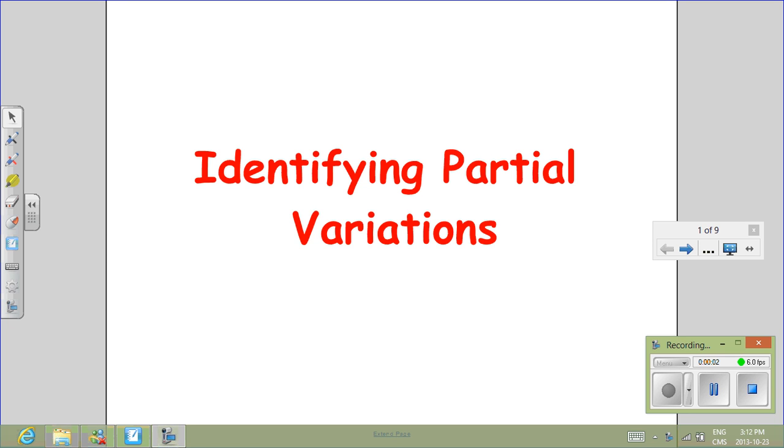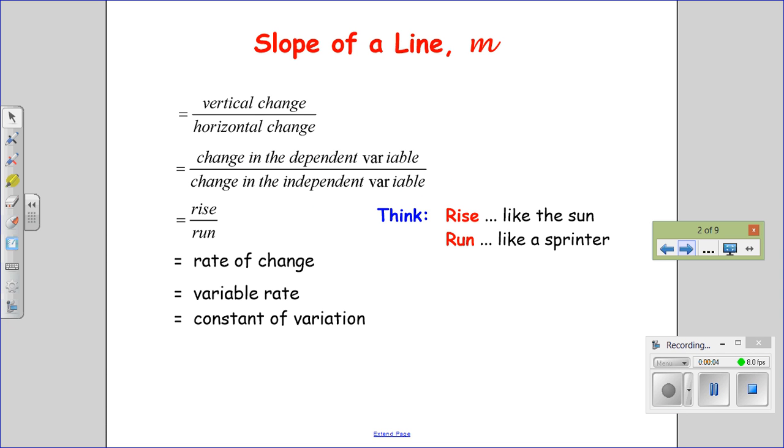Identifying partial variations. Remember, when we talk about variations, we need to consider the slope. Slope is the vertical change divided by the horizontal change. We can also think of it as the change in the dependent variable divided by the change in the independent variable, or rise over run. And we remember rise is up and down like the sun, and run is across like a sprinter. You can also refer to it as a rate of change, a variable rate, or a constant of variation.